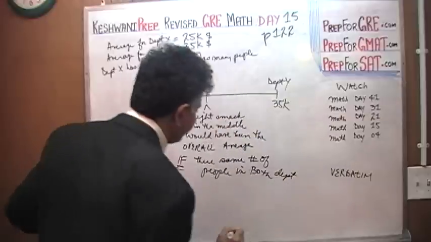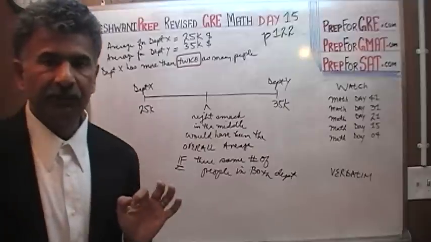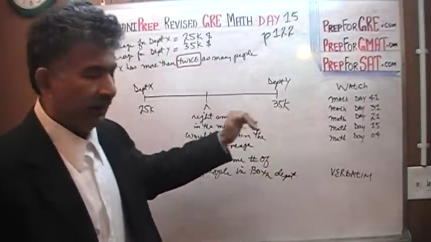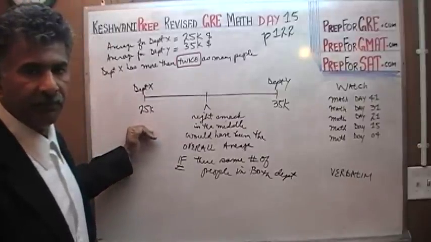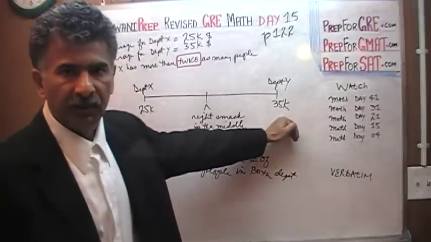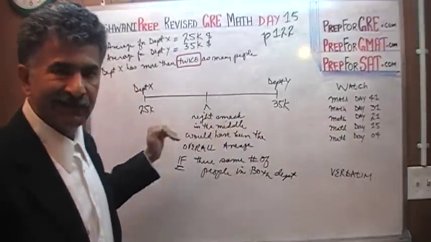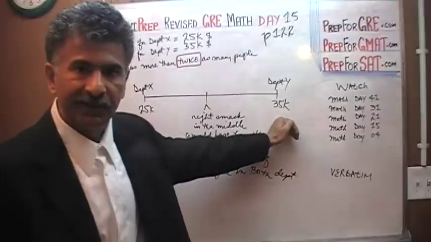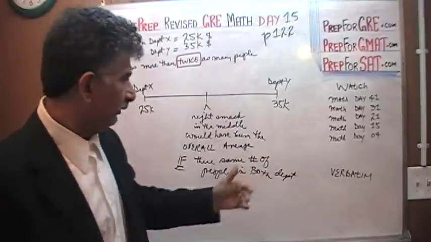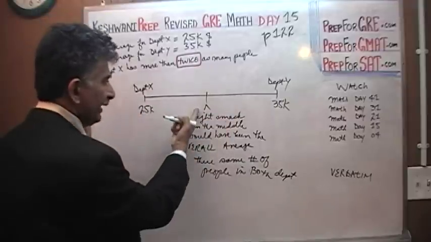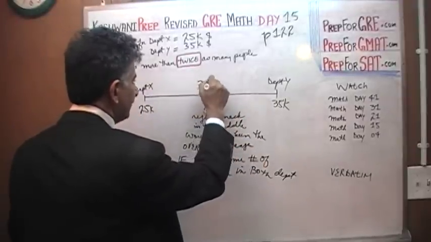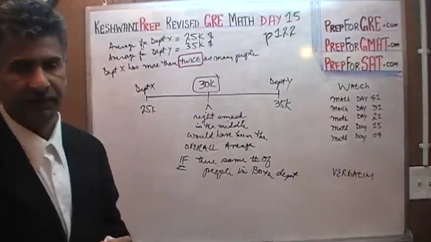If we had 100 people in Department X and 100 people in Department Y, and the average salary in Department X is 25,000 and the average salary in Department Y is 35,000, since they have the same weights, they have the same importance in the calculation. Therefore, the overall average would have been right smack in the middle. The number that falls between 25 and 35 is $30,000. Voila, that's what the average would have been.